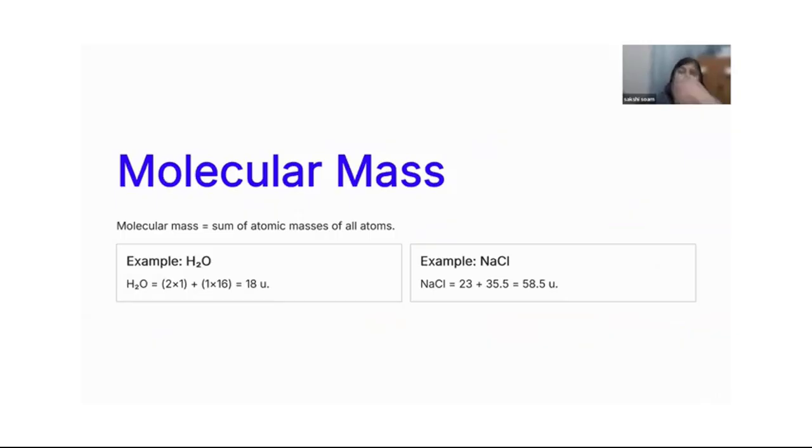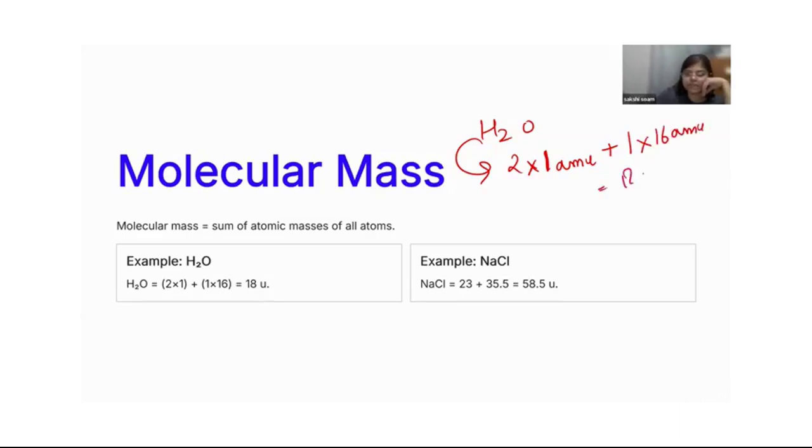Next is molecular mass. Questions are asked on how to calculate the molecular mass. What is molecular mass? It is the sum total of all the atomic masses. For example, H2O is given to us. We know that there are two atoms of hydrogen. The mass of one hydrogen is 1 atomic mass unit, which is represented by U, or you can also represent it in grams. Then we have oxygen. One atom of oxygen has 16 grams or 16 atomic mass units. So in total it becomes 18 U, or 18 atomic mass units, right?